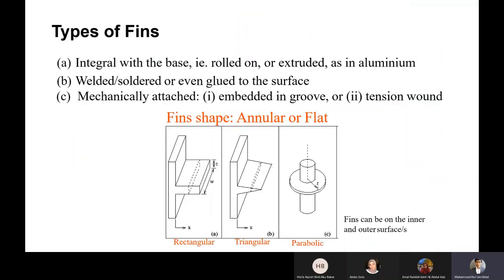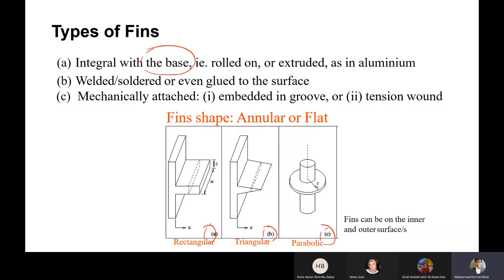So what can I gain by putting more fins on my heat exchanger? There are many types of fins. A fin can be integral with the base. How to mount it? It can be welded, soldered, or even glued to the surface. It can be mechanically attached by embedding in a groove or tension wound and so on. And you have different types: rectangular type here, A, a triangular type, and parabolic types.